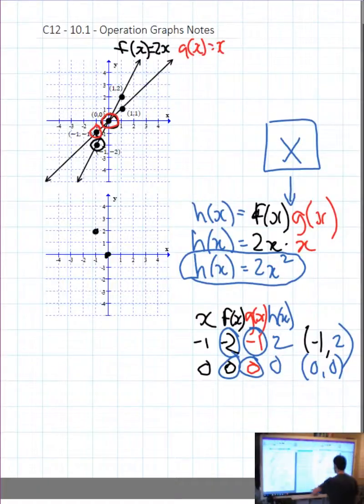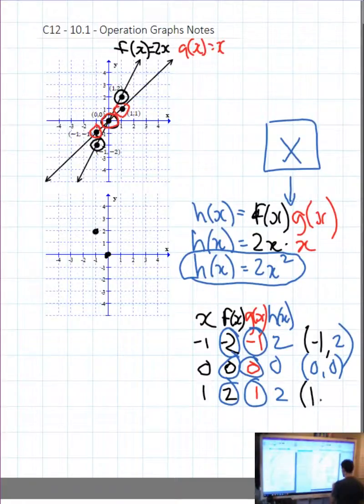Now we can choose another x value. X is 1. F of x is 2. G of x is 1. F of x times g of x is 2. And again, the x value that we were working with was 1, and the y value that we figured out was 2. Therefore, we have the point 1, 2, and then I can draw that parabola.